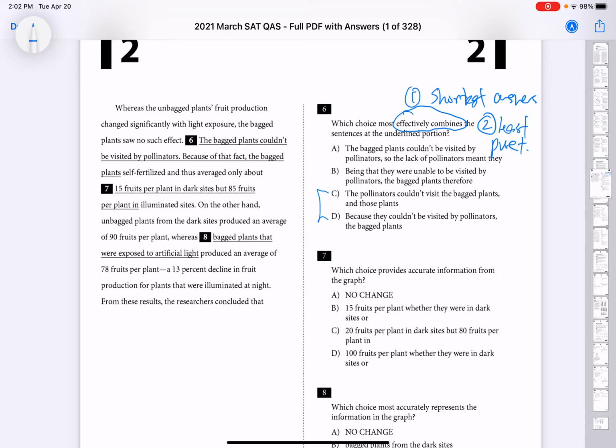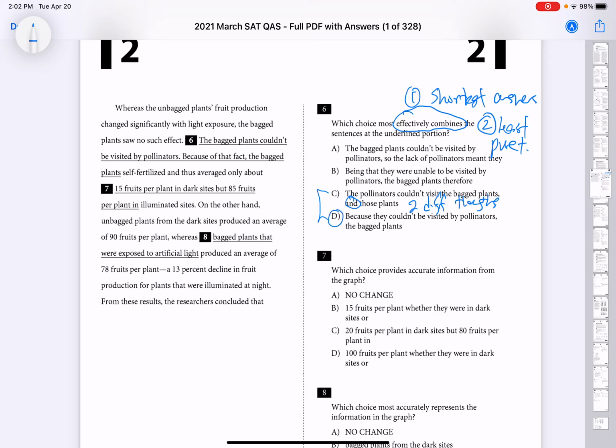So let's take a look at C and D first. If we look at C, it says, "The pollinators couldn't visit the bagged plants, and those plants self-fertilize and thus average only about something." And then D says, "Because they couldn't be visited by pollinators, the bagged plants self-fertilized." Okay, so now between C and D, right? C and D have different meanings. C has the word "and" in it, which means that they're trying to talk about two different thoughts.